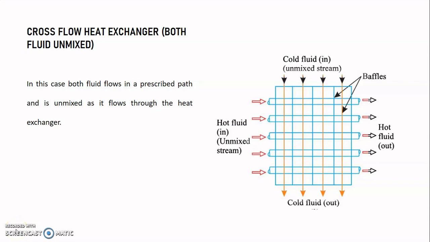The second type of cross-flow heat exchanger is where both the fluids are unmixed. In this type of heat exchanger, fluid flows in a prescribed path and is unmixed as it flows through the heat exchanger. Hence, the temperature of the fluid leaving the heater section is not uniform. One of the examples for this is the automobile radiator.